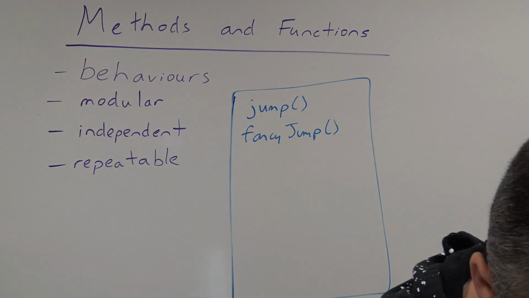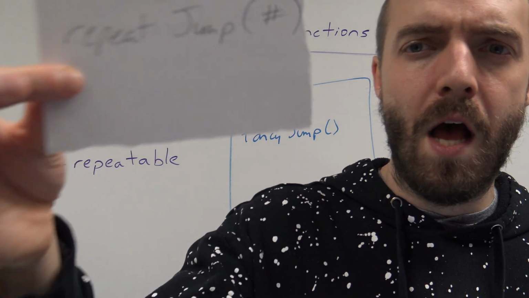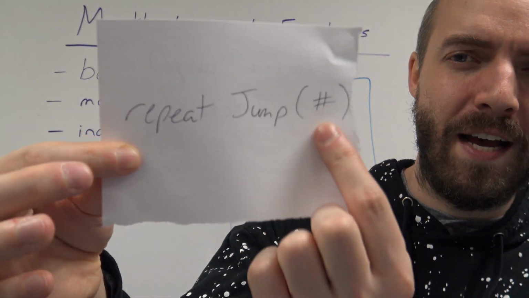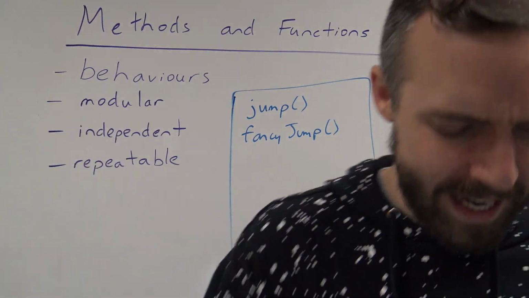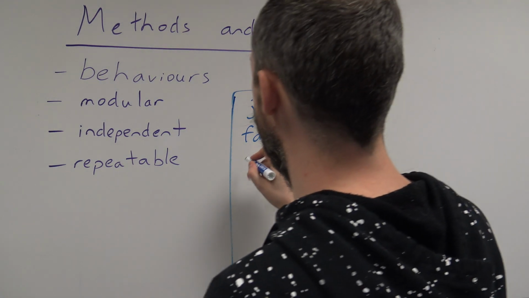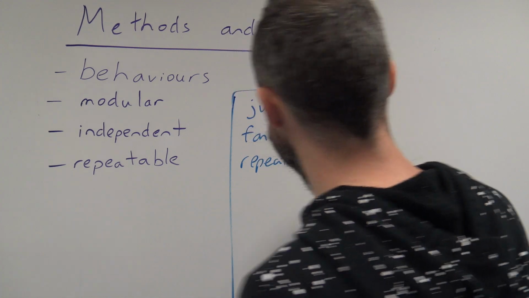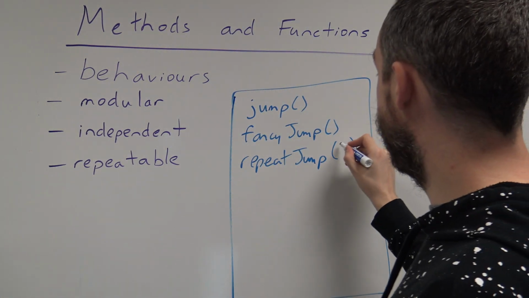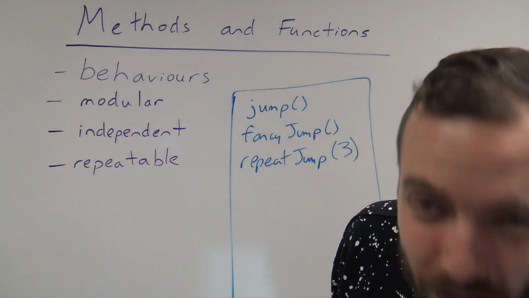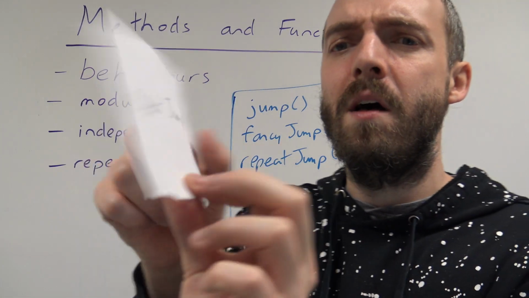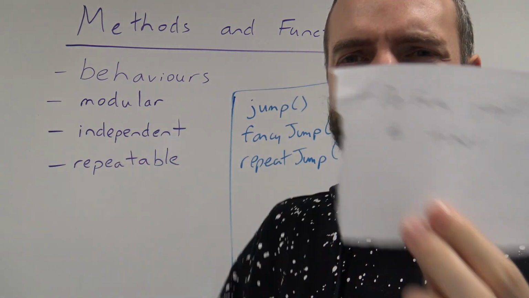I could also have a method that is able to accept a variety of information. I have this number sign in here that's a placeholder for some number that I send to it. So this repeat jump, the way that this method would work is if I call on it, I say repeat jump. Inside of these brackets, I might put the number 3. I could make it 1, 2, 3, 10, 500. And what is the behavior when I call on this? Perform the jump method number times. Whatever number I sent, that many times.